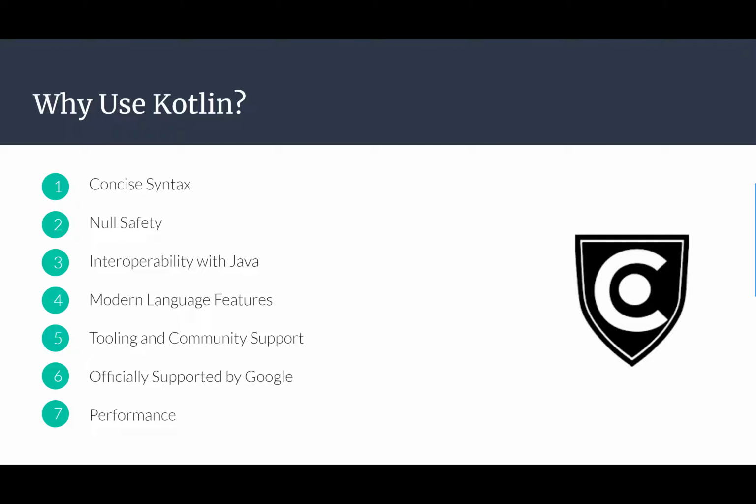Now comes the question, why use Kotlin in the first place? Because Kotlin is concise in syntax. Null pointer exception, which is a big headache for developers, is solved by Kotlin's null safety operators. Kotlin is interoperable with Java. It offers modern language features, unlike many programming languages. The community support for Kotlin is amazing, and it is backed by Google. And performance of Kotlin, of course, it is unmatched.